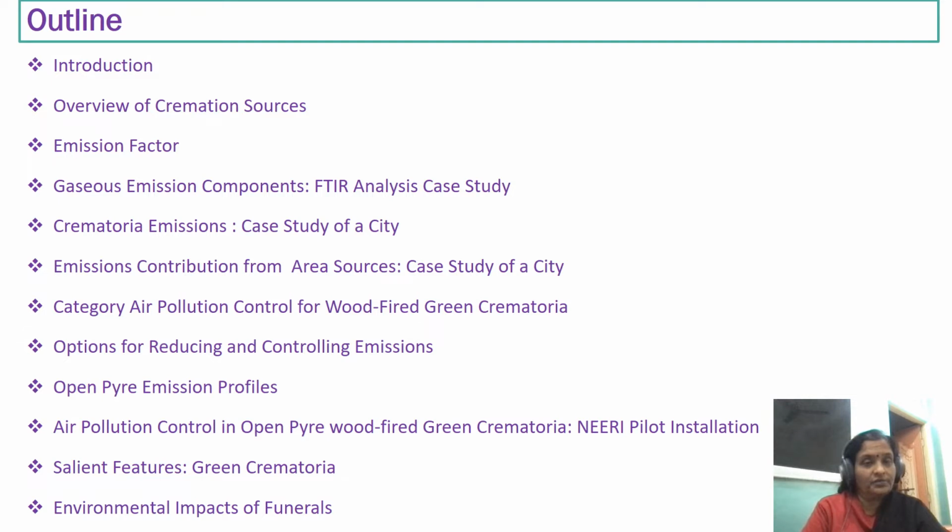What are the various emission factors for these sources of emission? Then a little analysis of a case study on what are the various gaseous components that are coming out as emissions in the crematoria. Then other crematoria emissions, again in case study form. Then the contribution from area sources in a city and the contribution of wood-fired crematoria again in the city. Then a little bit about various options for reducing and controlling these emissions, and some emission profiles of open-fire crematoria.